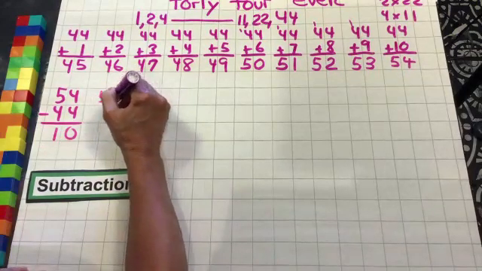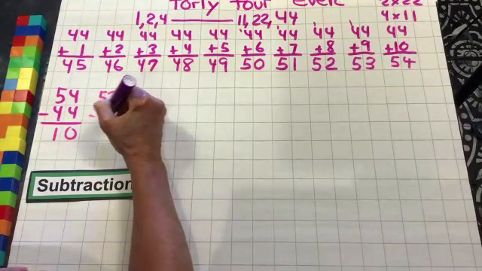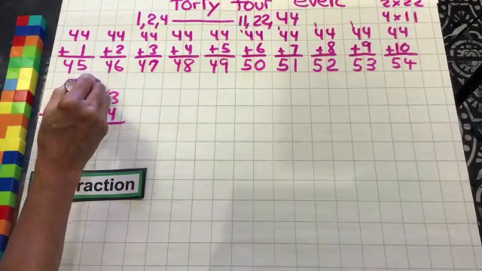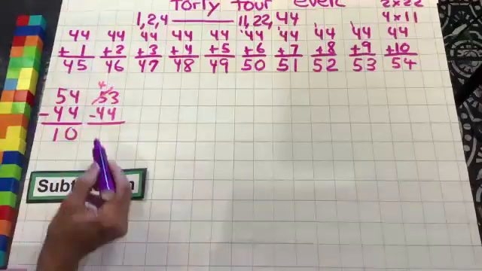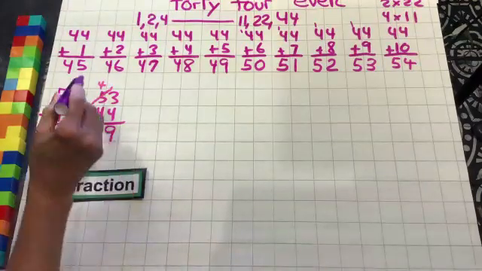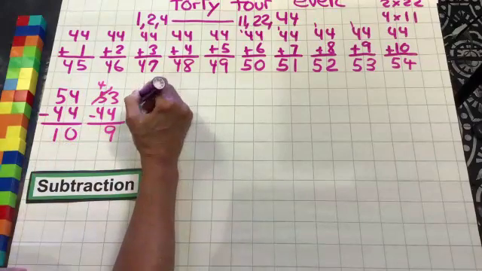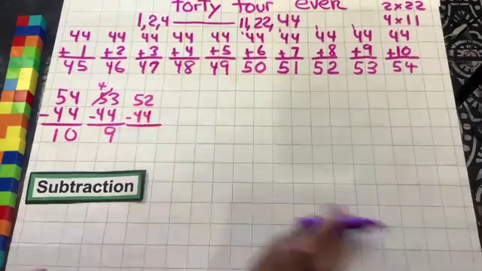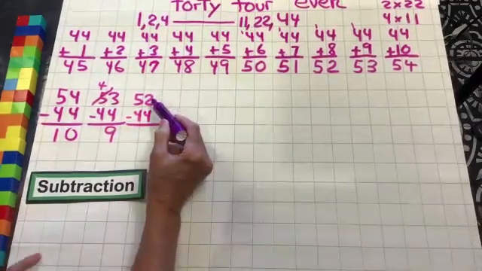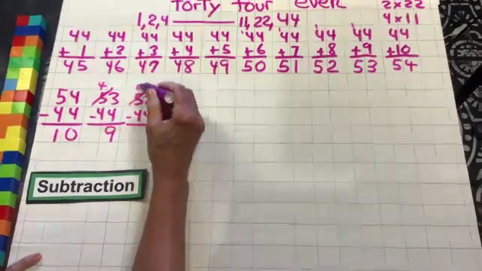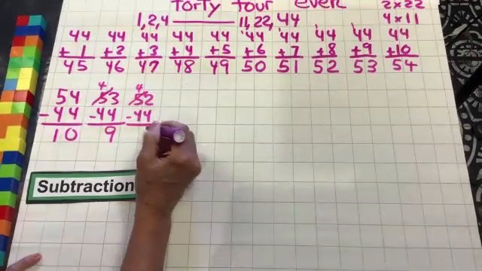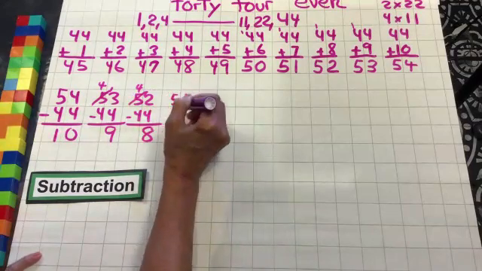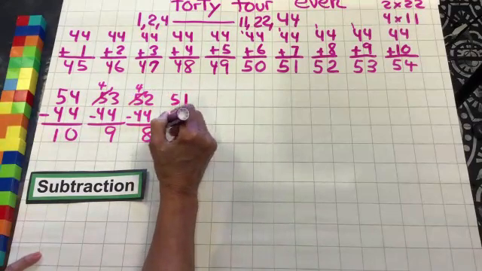Let's do 53 minus 44. 4 from 3, we cannot do. Borrow from the 5, leaving 4, making that 13 minus 4 is 9. 4 minus 4, nothing. Let's do 52 minus 44. So we want to take 4 from 2, cannot do. Borrow from the 5, leaving 4, making that 12 minus 4 is 8. 4 minus 4, nothing.